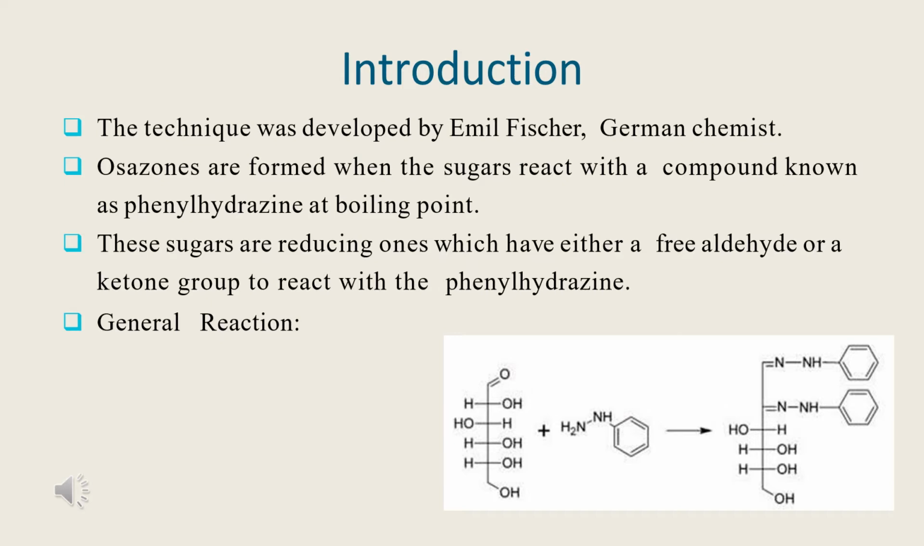Introduction. The technique was developed by Emil Fischer, a German chemist. Osazones are formed when sugars react with a compound known as phenylhydrazine at boiling point. These sugars are reducing ones, which have either a free aldehyde or ketone group to react with the phenylhydrazine.